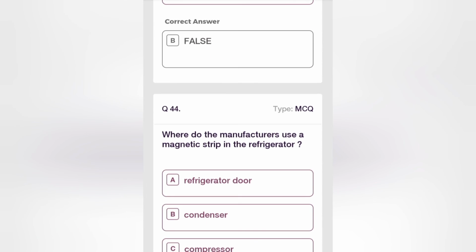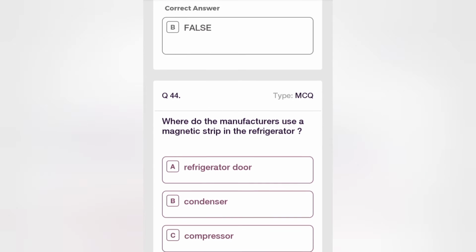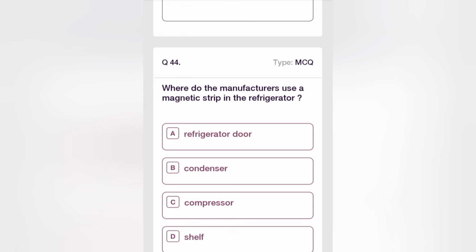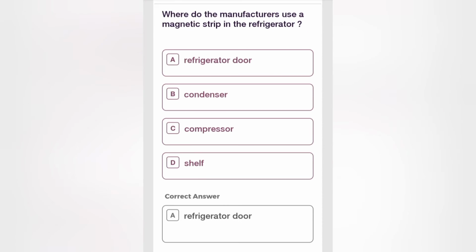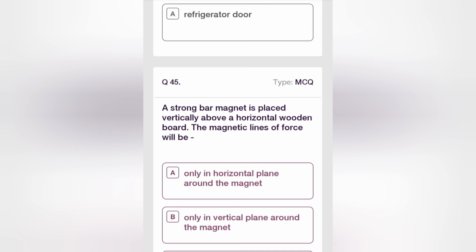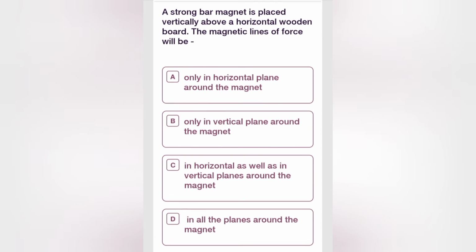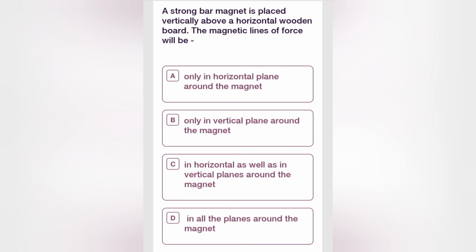False. Where do manufacturers use a magnetic strip in the refrigerator? Refrigerator door, condenser, compressor, or shelf? It is used in the refrigerator door. A strong bar magnet is placed vertically above a horizontal wooden board. The magnetic field lines will be only in the horizontal plane around the magnet, only in the vertical plane around the magnet, in horizontal as well as in vertical plane around the magnet, or in all the planes around the magnet? That's right, in all the planes around the magnet.